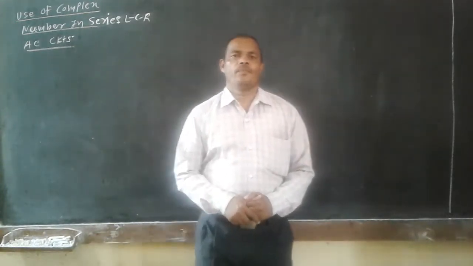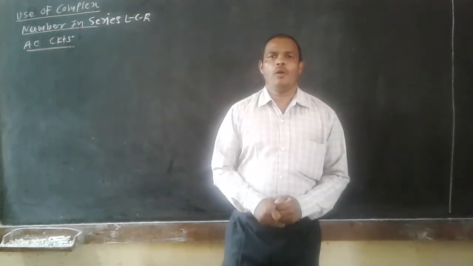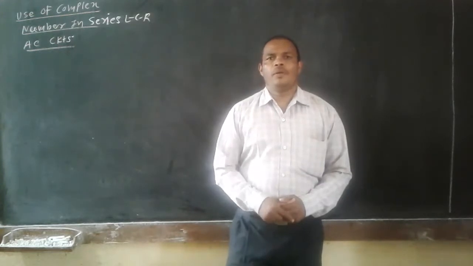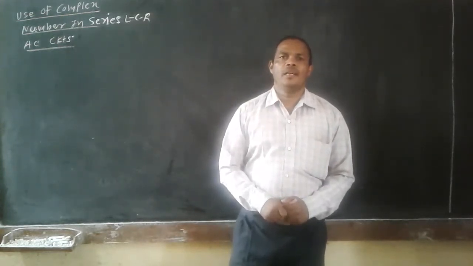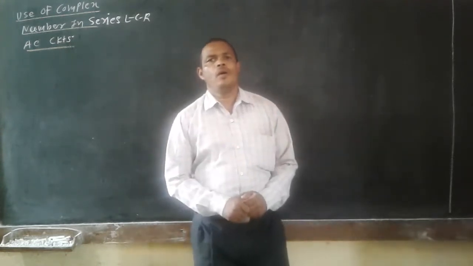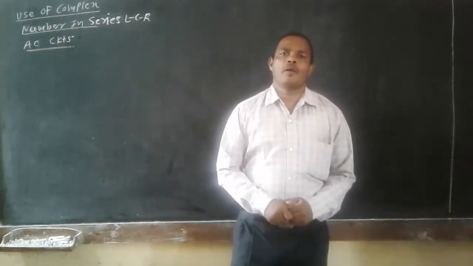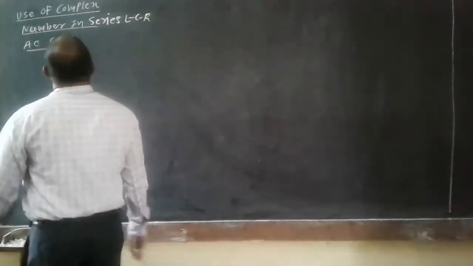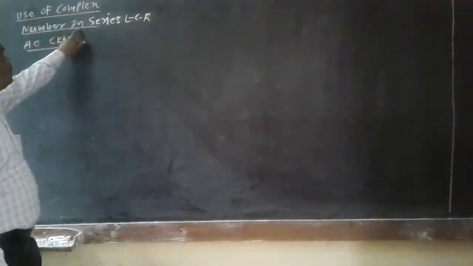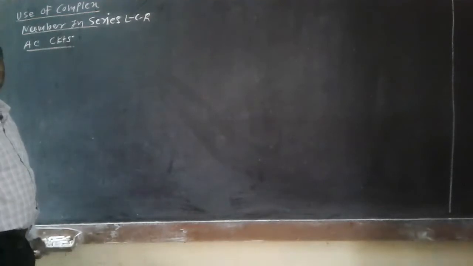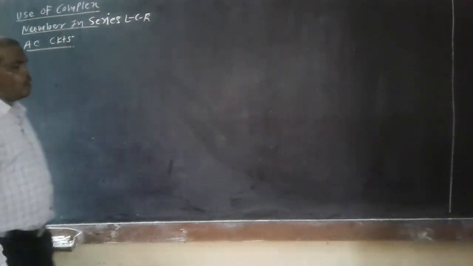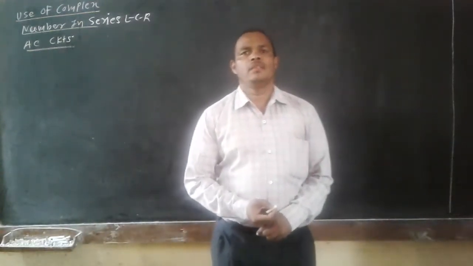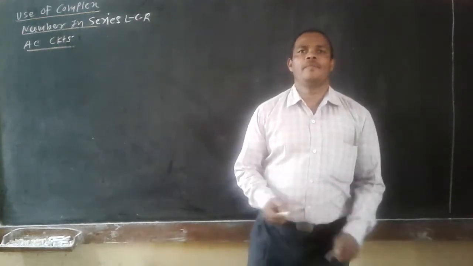Good morning, students. In the last lecture we studied the definition of complex number, the physical significance of different operators, that is j, j square, j cube, j raised to 4, and the graphical representation of complex number. Now the next point is the use of complex number in solving series LCR AC circuit. We also have to do the practical named series LCR circuit.